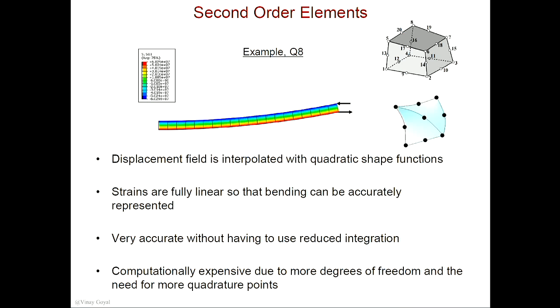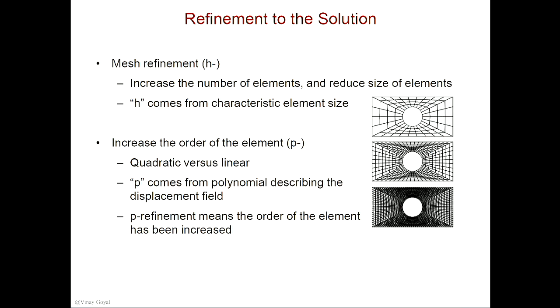Second order elements in general, these are examples of second order elements for 3D and then for 2D. But strains are fully linear in all directions, so it's going to capture bending very well. Very accurate without having to use reduced integration. Computationally expensive because you have more degrees of freedom, obviously.